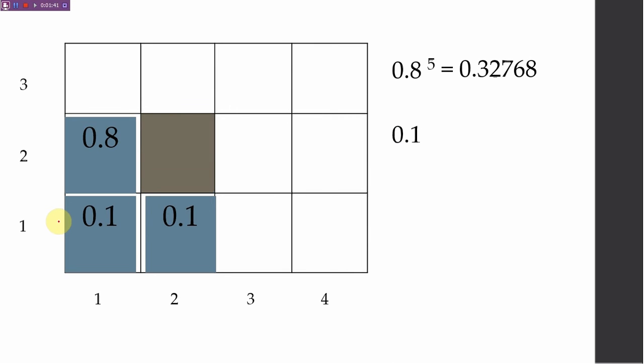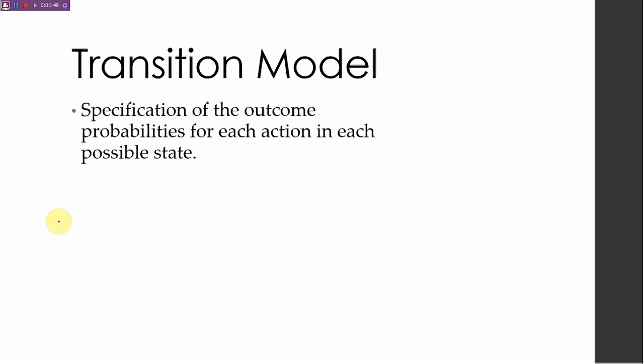But there's also a chance to reach it by going the other way around, having probability of 0.32776. A transition model is the specification of the outcome probabilities for each action in each possible state. It is denoted by T(s,a,s').